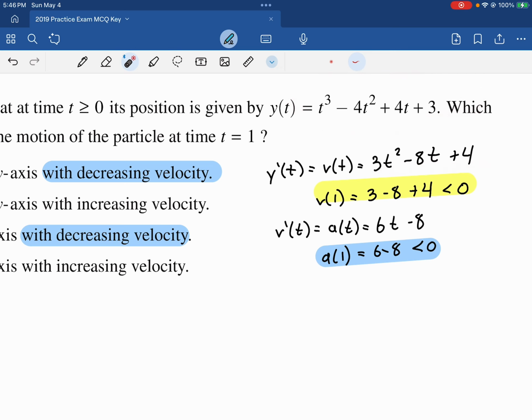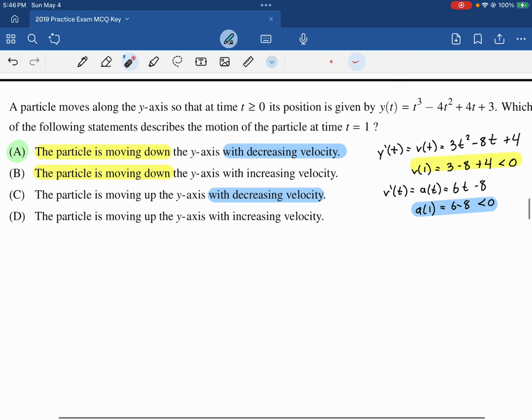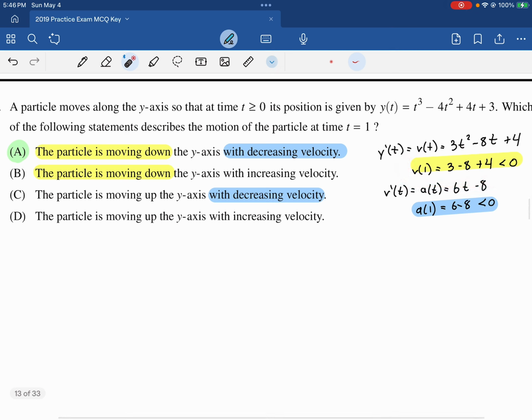I want to know what's happening at 1, so I plug in 1 here. I notice that 3 minus 8 plus 4 is something negative. Right away, if your velocity is negative, you are either heading, in this case, down or up, negative being down. If it's the x-axis, you are heading left. So right away, from me knowing that the velocity at this time is negative, we are moving down the y-axis. That narrows it down to A or B.